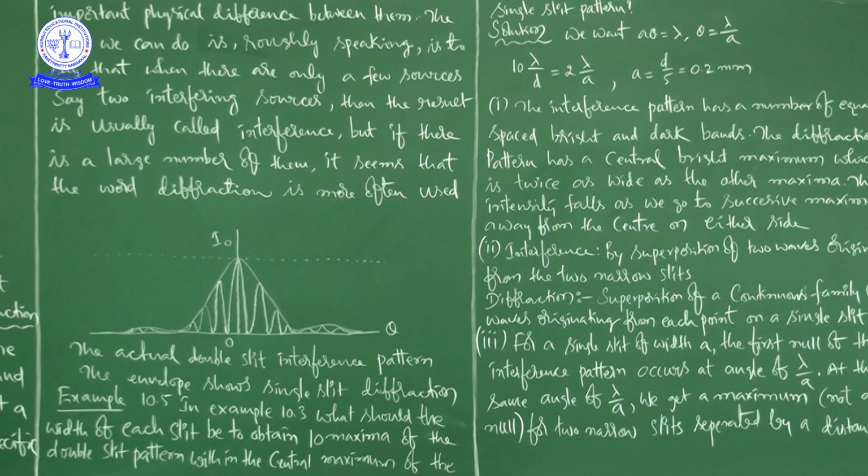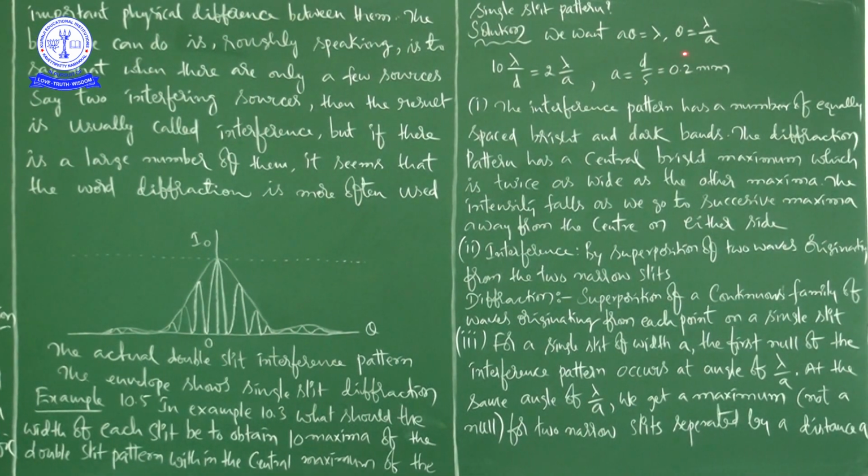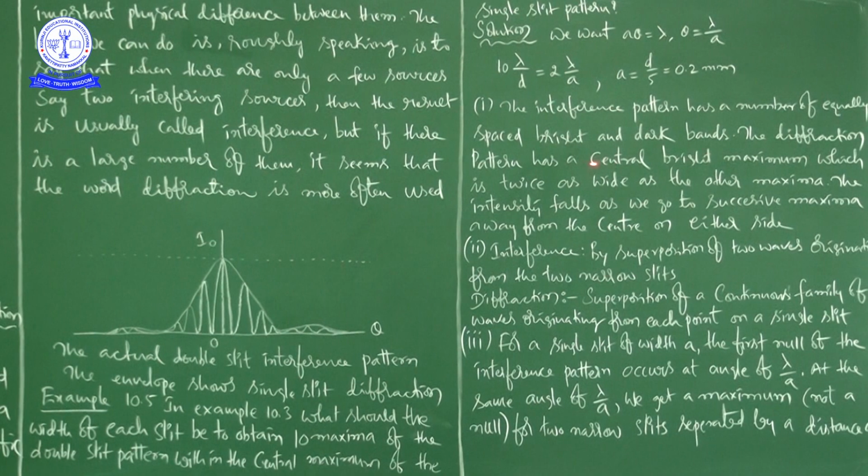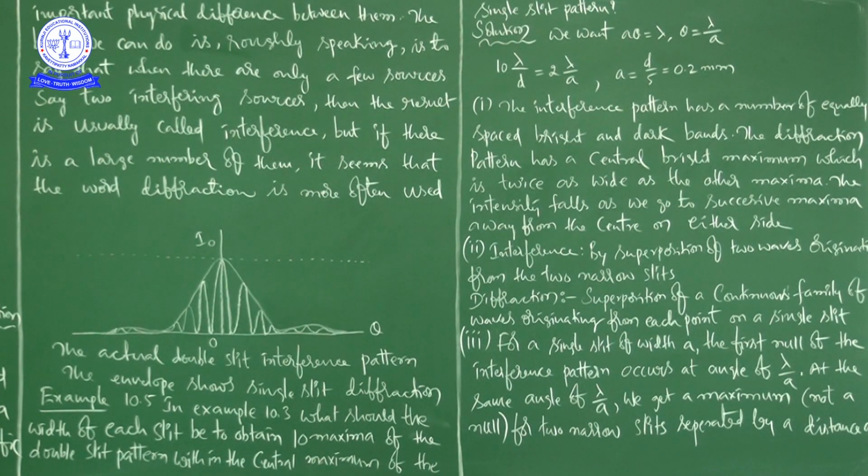This formula you know: a theta is equal to lambda, so theta is equal to lambda by a. We know this formula from last class, that is single slit diffraction. Actually a sin theta is equal to lambda, and for smaller values of theta, a theta is equal to lambda, so theta is equal to lambda by a.